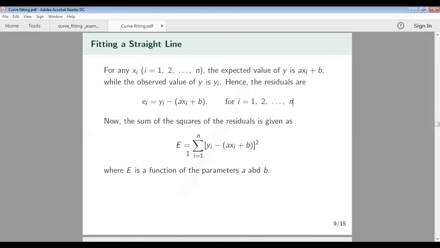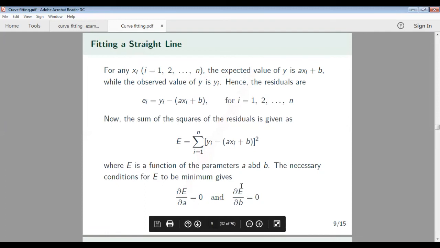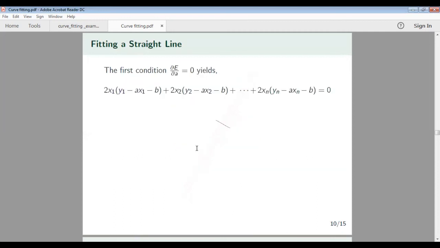And this term E has to be differentiated. In fact, we have to take the partial derivative of E with respect to a and b and equate them to 0 so as to find the values of a and b. So that is the essential technique: dou E by dou a equal to 0 and dou E by dou b equal to 0. That is when we get a minimum value for E. So the first condition is dou E by dou a equal to 0.